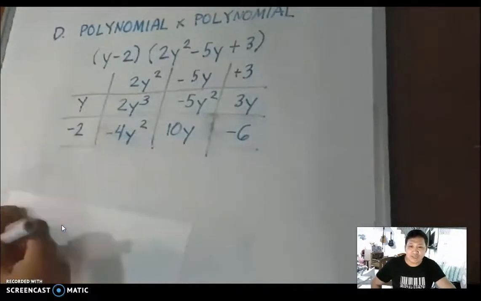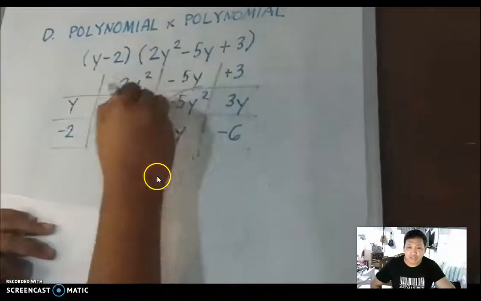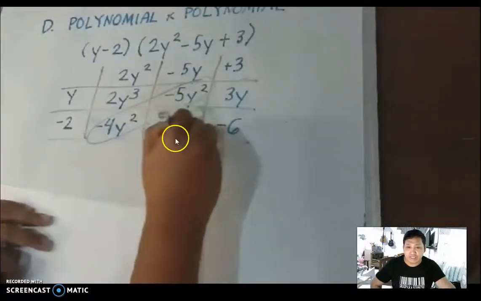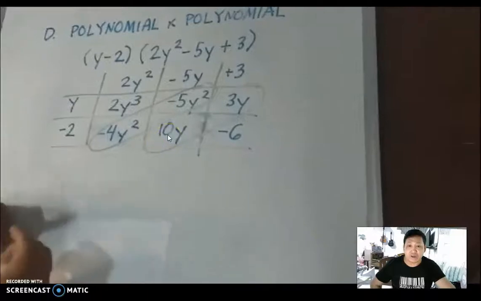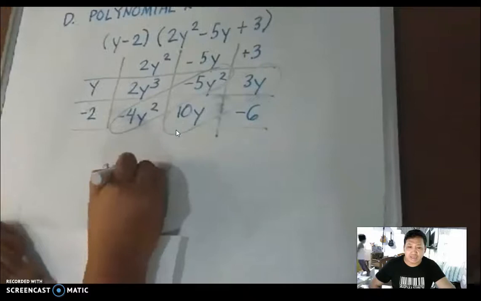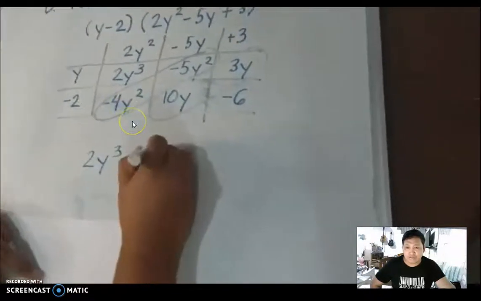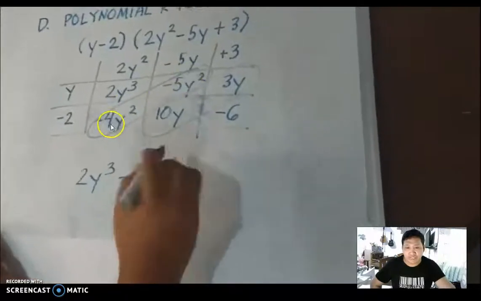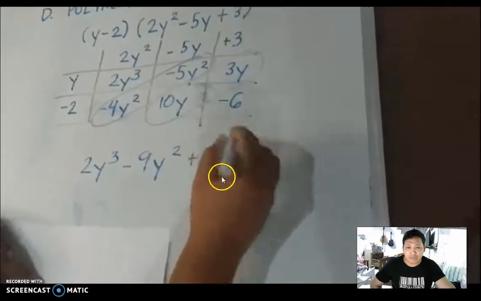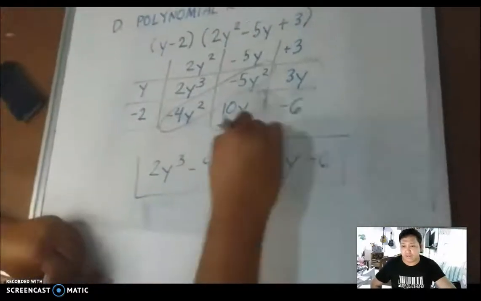The next step would be, let's try to identify the similar terms. And those will be negative 4y squared and negative 5y squared, as well as 3y and 10y. And then we will write them in a line. So it will become 2y cubed minus 4y squared minus 5y squared. Just add. Negative 4 plus negative 5 is negative 9. And we have 10 plus 3 will be 13y. And minus 6. And that will be the final answer.